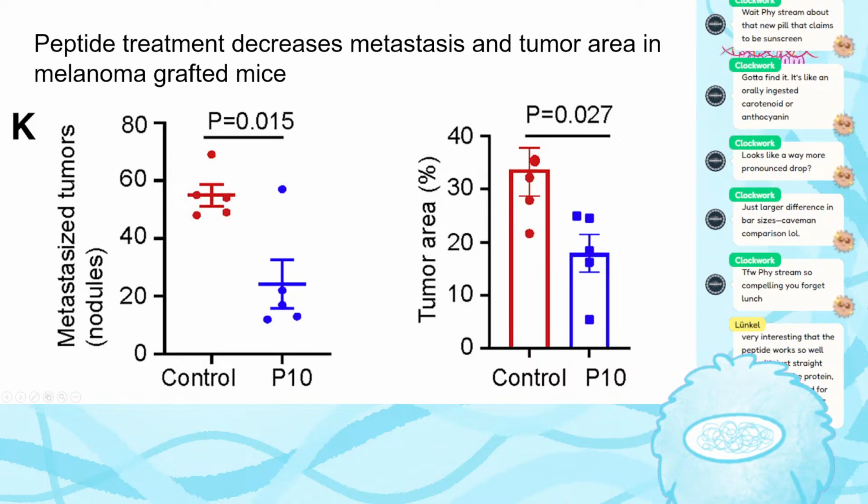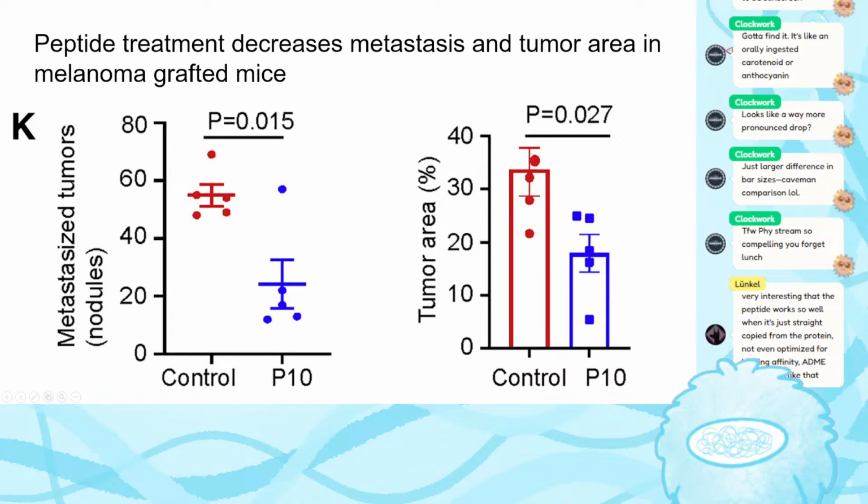Now, this is, I think, yeah, this is melanoma grafted mice. I wonder if there is a model of mice that don't have to be grafted. That might be a little more physiological because, of course, grafting a tumor is not exactly the most normal way to have a tumor.